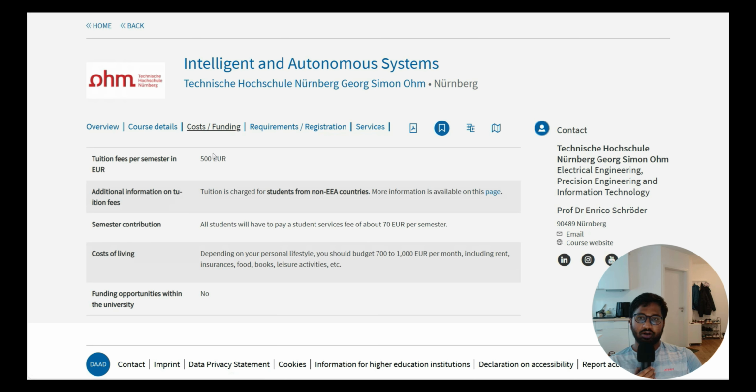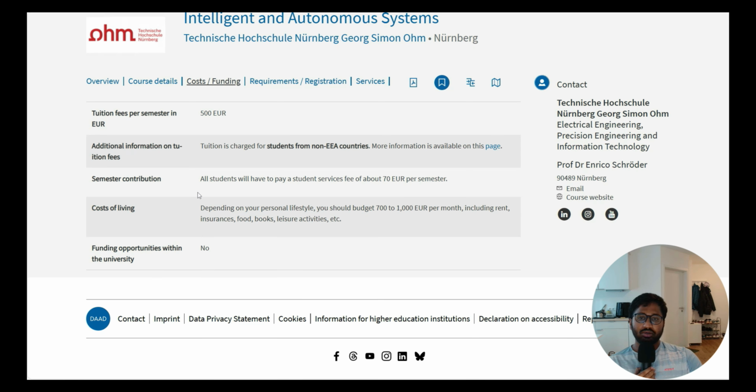And cost and fundings, we already talked about, it is 500 euros, and for non-EU people also it is around 500 euros, but if it is varied, then they will tell. Then semester contribution would be 70 euros extra, so this will be extra on top of 500 euros. Then cost of living, usually the cost of living in Nuremberg, they have told up to 700 to 1000 euros. So usually it will vary from 1000 to 1100. Being a full-time employee who used to live in Nuremberg, I used to spend also like 1100, but it depends on person to person, depending on your lifestyle.